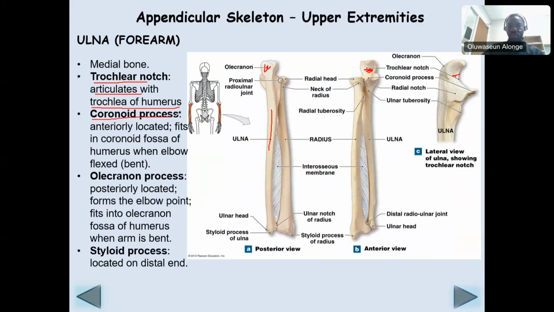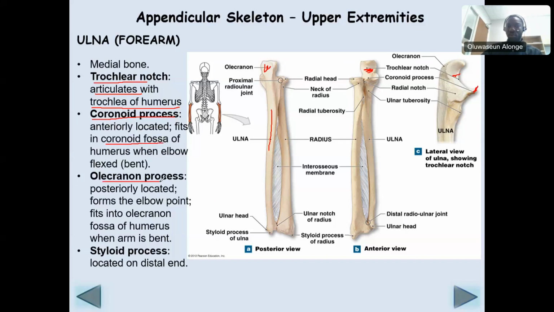So the coronoid process on the ulna, which is what you see here, is just the extension of the trochlear notch, or the radial notch that you see here. You see the radial notch there, that's the extension of it. The coronoid process fits into the coronoid fossa of the humerus. So you see a projection is here, fossa. A projection is here, the coronoid process fits into the coronoid fossa. And I'm going to show it to you as we go.